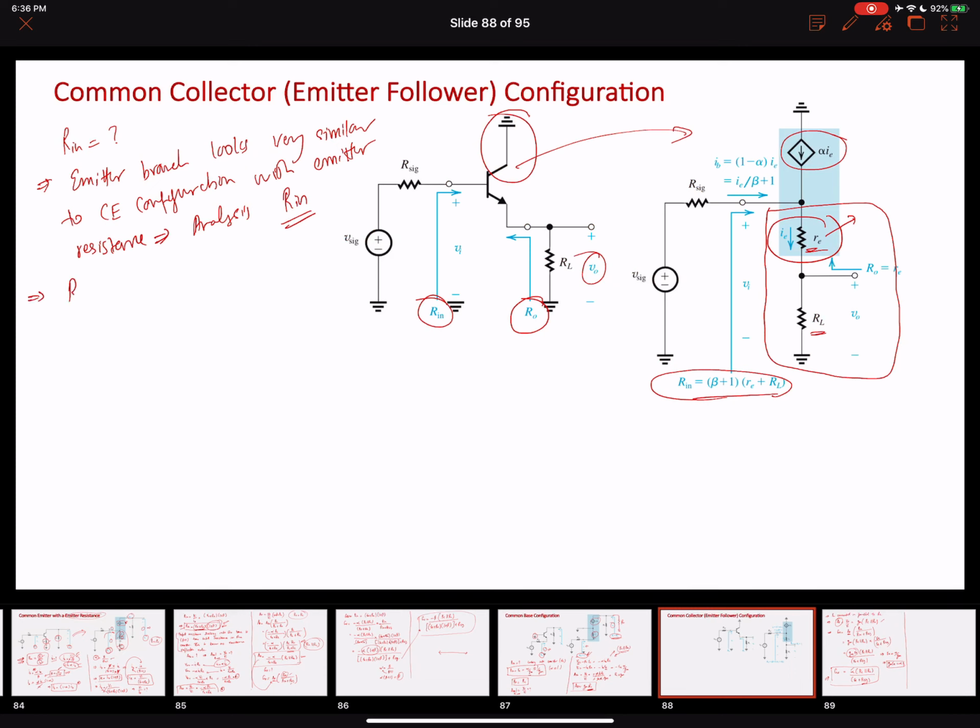So similarly, we can say that our Rin would be 1 plus beta, and the two resistances that are appearing over here are re plus RL. So this will be our input resistance. Our output resistance looking into the emitter terminal would be simpler, and our output resistance would be equal to small re. Okay, great.